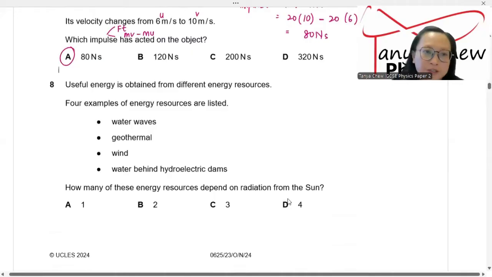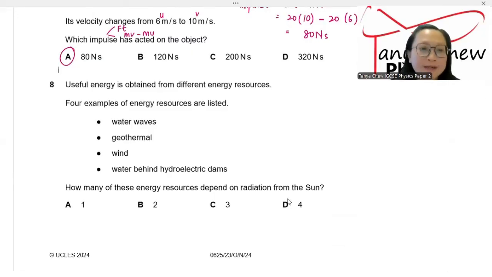Now, question number 8. Useful energies obtained from different energy resources. 4 examples of energy resources are listed. How many of these energy resources depend on radiation from the sun? That means originated from the sun. Remember that, originated from the sun. Water wave, yes, you need the sun. Geothermal, do you still remember, geothermal energy is the energy inside the inner core of the earth? It has nothing to do with the sun.